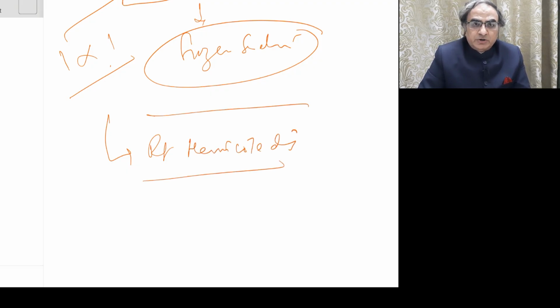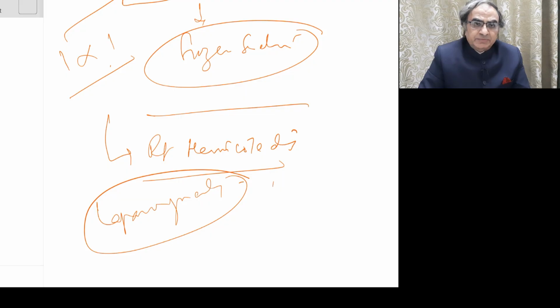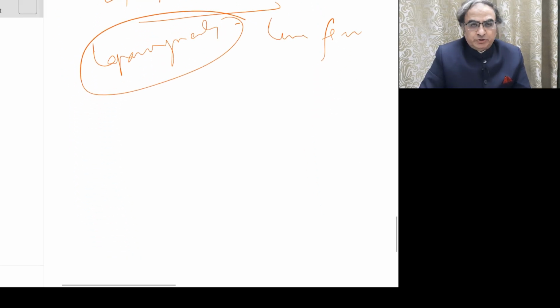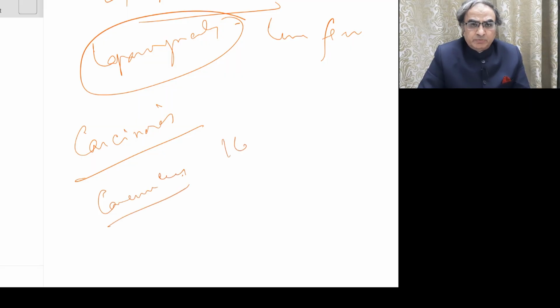And this is the time when, if you're doing it laparoscopically, it becomes easier because you can actually look at the liver for metastasis. Appendix is a very common site for carcinoids. But carcinoids from ileum and bronchus are more commonly associated with carcinoid syndrome.